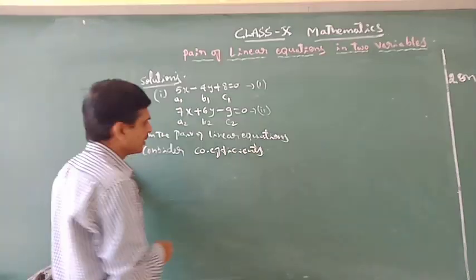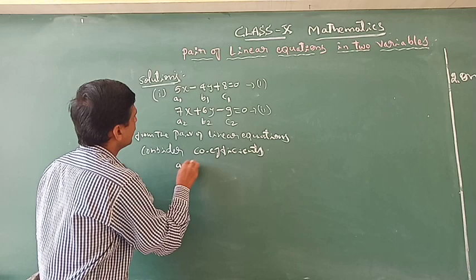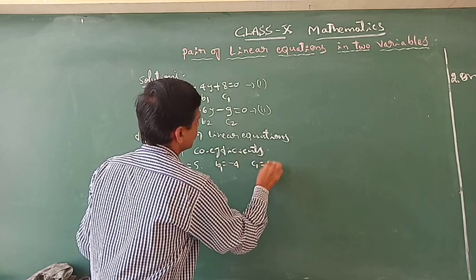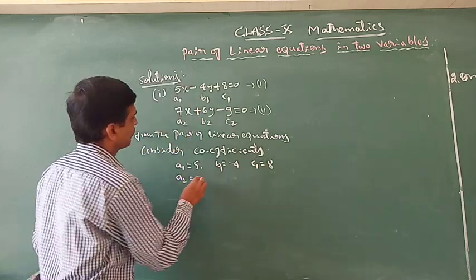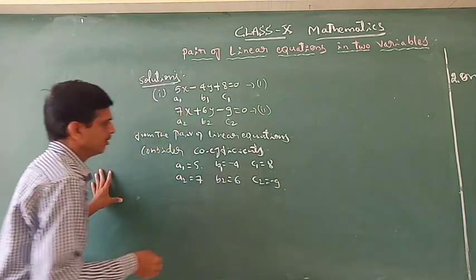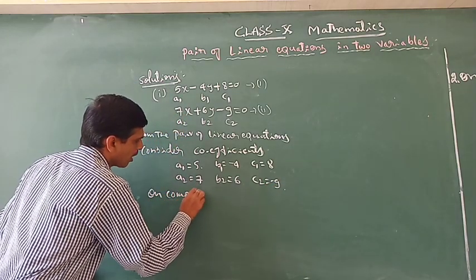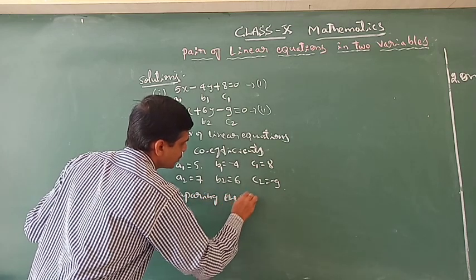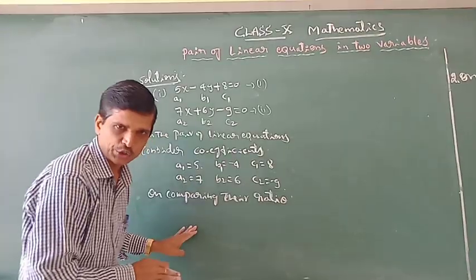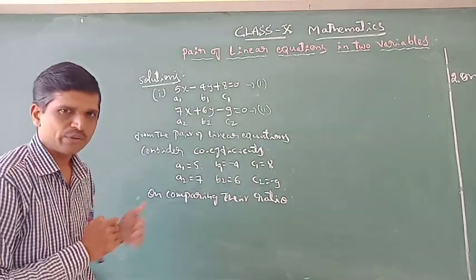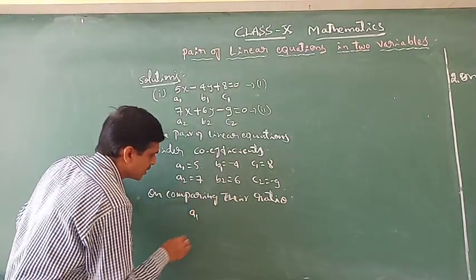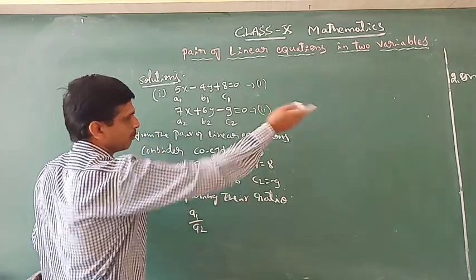So the coefficients are: a1 is equal to 5, b1 is equal to -4, c1 is equal to +8. The same way, a2 is equal to 7, b2 is equal to 6 and c2 is equal to -9. On comparing their ratios directly, we have to write these coefficients in terms of ratios. Afterwards you can compare their ratios and finally get the result, both geometrical as well as algebraical. So consider the ratios a1 by a2, b1 by b2 and c1 by c2.